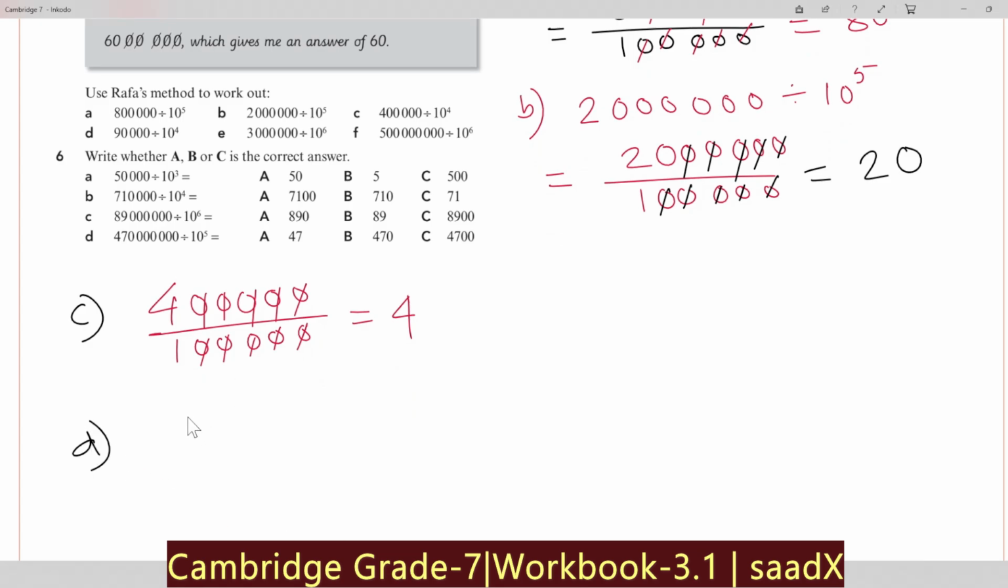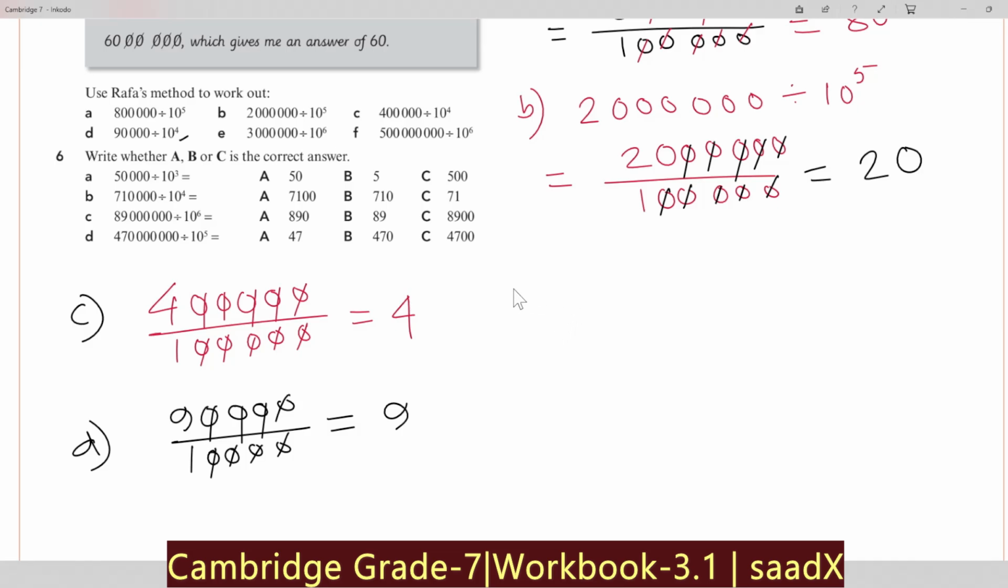Now number D. Here is again 9 0 then 000, divided by 10 to the power 4. 10 to the power 4 means 1 and 4 0s, 1 2 3 4. So the zeros cancel, and the answer is only 9.